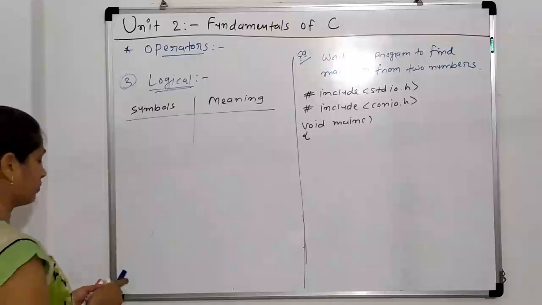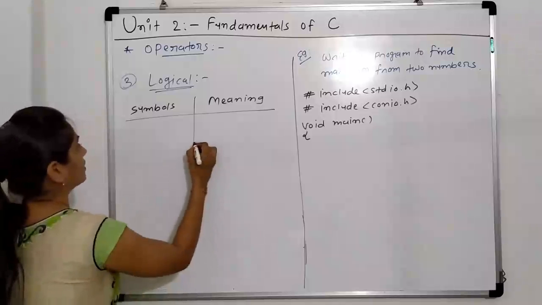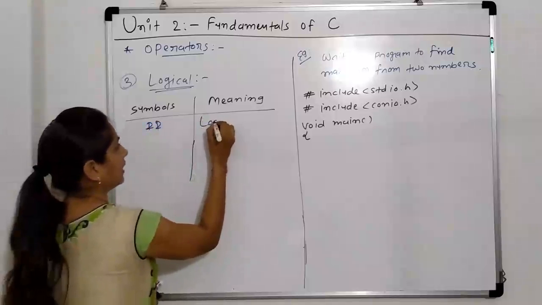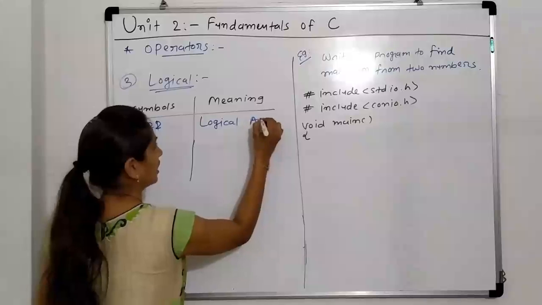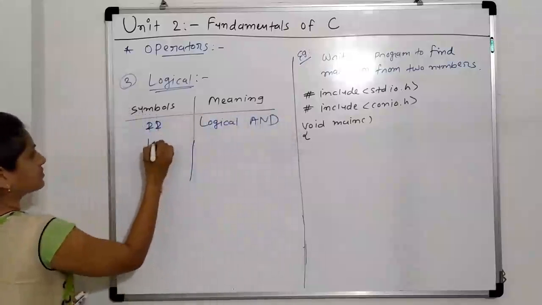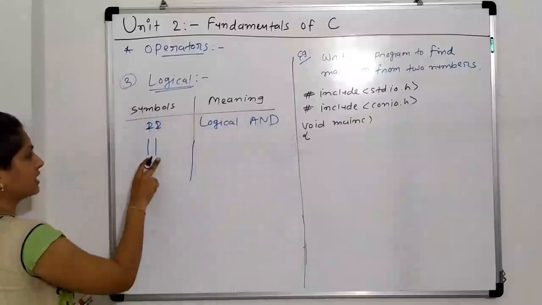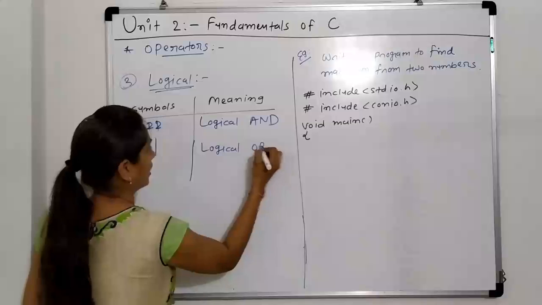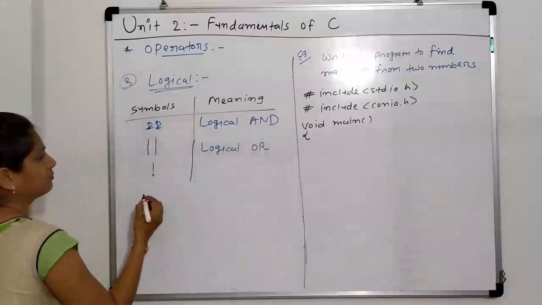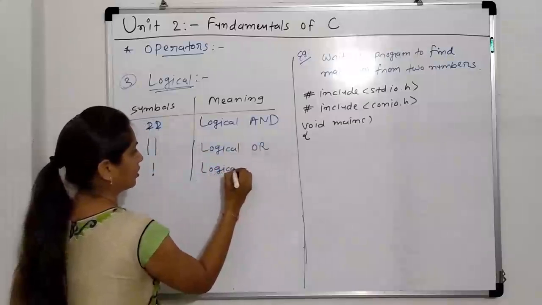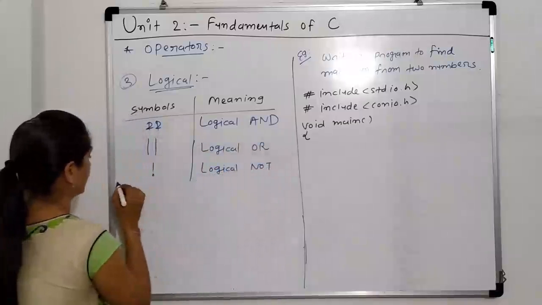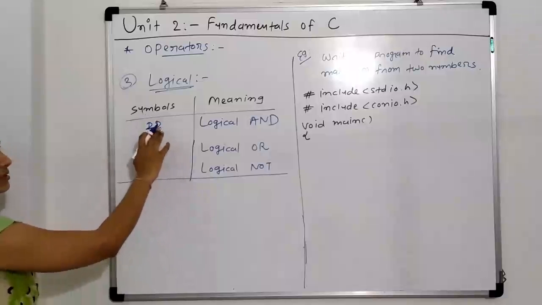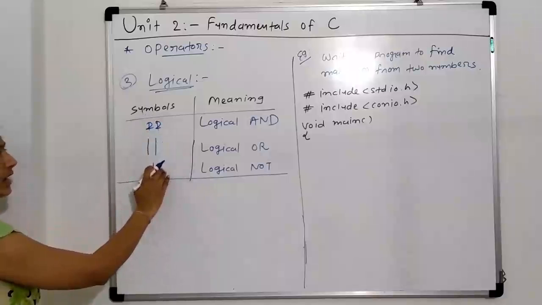Which symbols are we using in logical operators? There are three different symbols. First is double AND, which means logical AND. Second is the standing line. There are two standing lines, that indicates logical OR. And third is the exclamatory symbol, that indicates logical NOT. Clear? Now these are three symbols: double AND, OR and NOT.